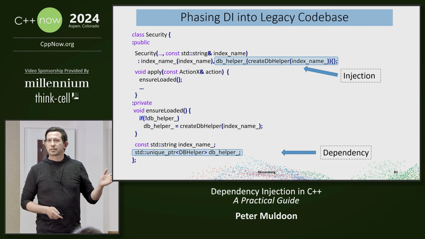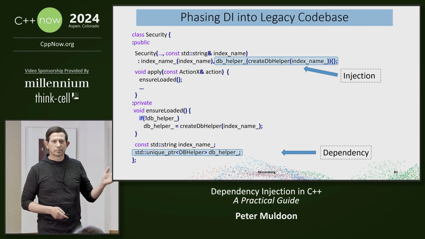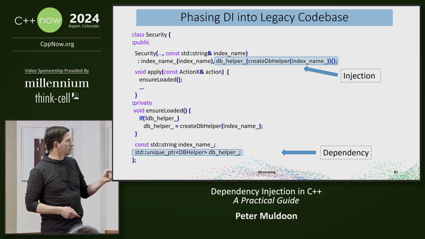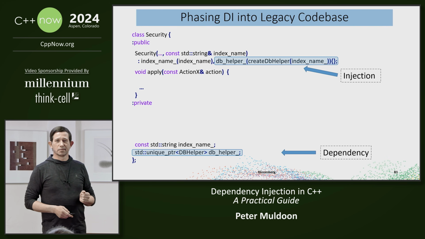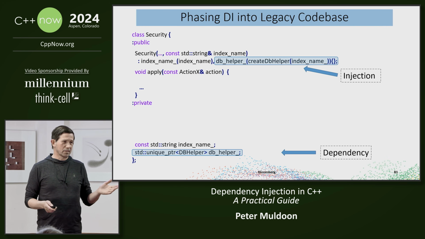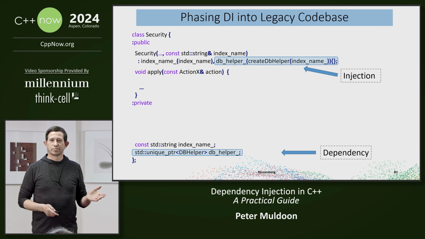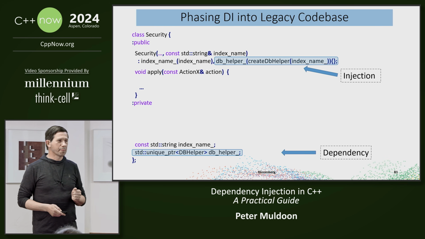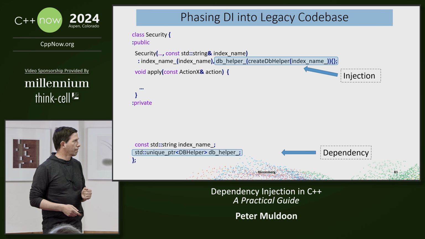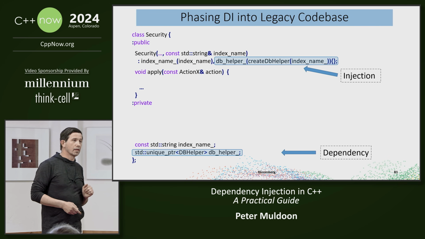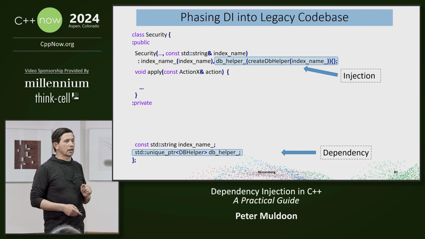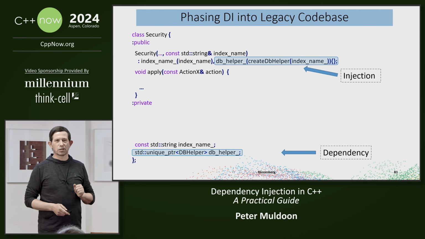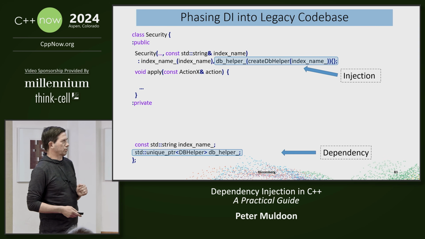Anyone see a problem with this? It changes the semantics of the class. Well, it just means I can get rid of all the ensure stuff, because I don't have to ensure it's loaded anymore. It's loaded at constructor time. Except create DB helper may return a null pointer, unless it's actually not allowed to. No, it doesn't. It returns you something to use, or else throws an exception.